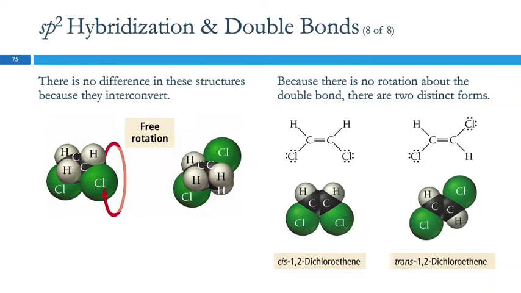And here again, looking at space-filling models. So we get rotation around the single bond. We do not get any rotation around the double bond. And so there's 2 different forms of these molecules.